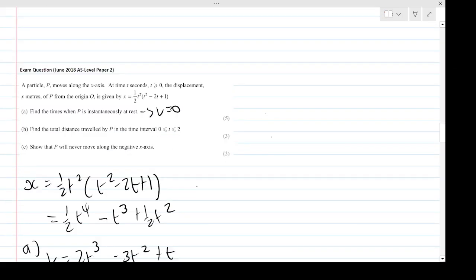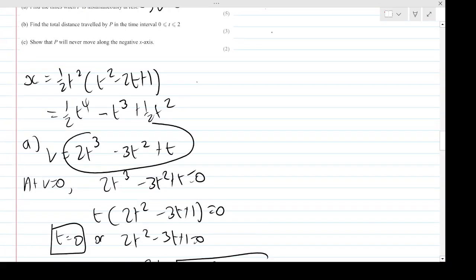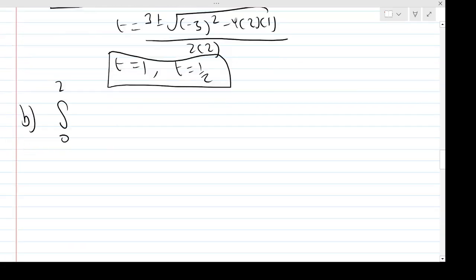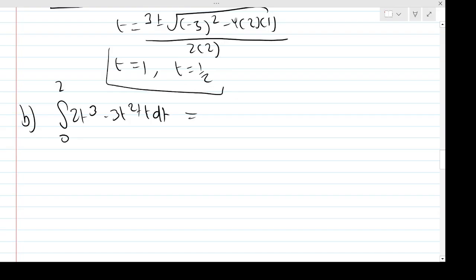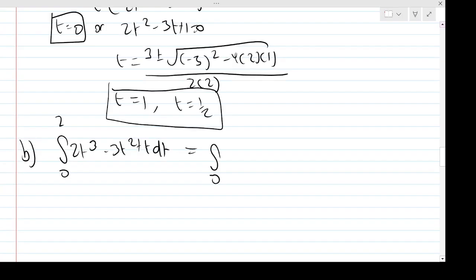And we're going to integrate the velocity, because remember again, the area underneath the velocity graph tells me the distance. So make sure you remember that. So we're integrating velocity, 2t cubed minus 3t squared plus t, dt. That's ultimately what we want to work out, but we're going to need to split the integral. We need to split the integral between the times when it's at rest, which we worked out in part A. So we start from 0 and then we go up to a half. That's the first time it comes to rest.